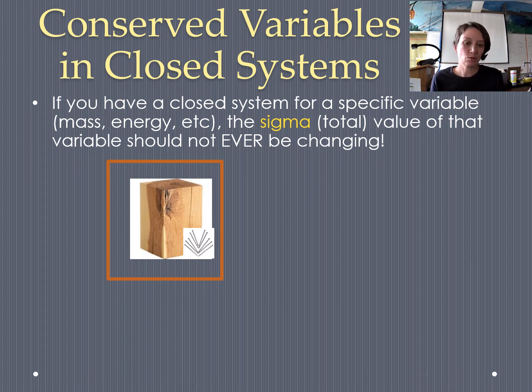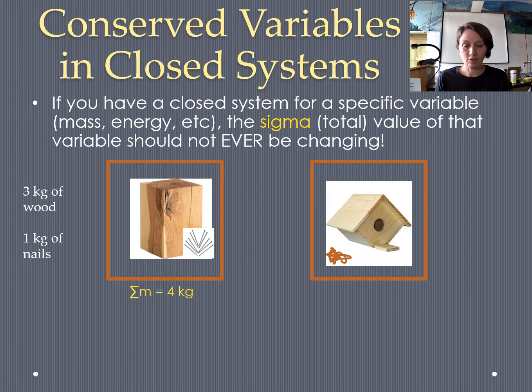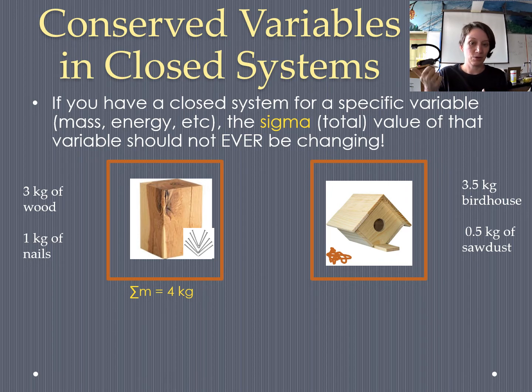So if we go back to our birdhouse situation, maybe 2 days ago, we actually got a scale out and we measured. We had exactly 3 kilograms of wood and we had exactly 1 kilogram of nails. I don't care about those individual values, but what I do care about is knowing that the total for the system, the sigma mass for the system, is 4 kilograms when I added those together. And the reason I care about that is because mass is conserved, which means today, after I've made my birdhouse and I measure the mass of the birdhouse and the mass of the sawdust, maybe I find 3.5 kilograms of birdhouse and 0.5 kilogram of sawdust.